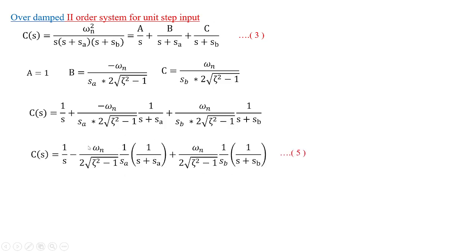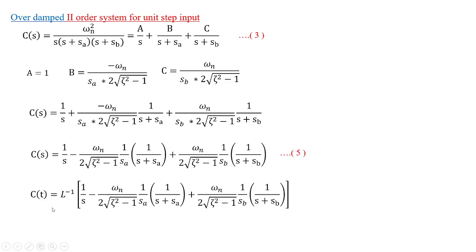Now rearranging the terms in a proper way as equation 5 and applying the Laplace inverse to this equation 5, what am I going to get? The inverse of 1 by s is 1, minus omega n by 2 zeta square minus 1 under root, which we are taking as a constant value. Then you have 1 by s plus sa, whose inverse Laplace will be equal to e to the power of minus sa t. Fine. I hope you understand how we got this particular Laplace inverse value.